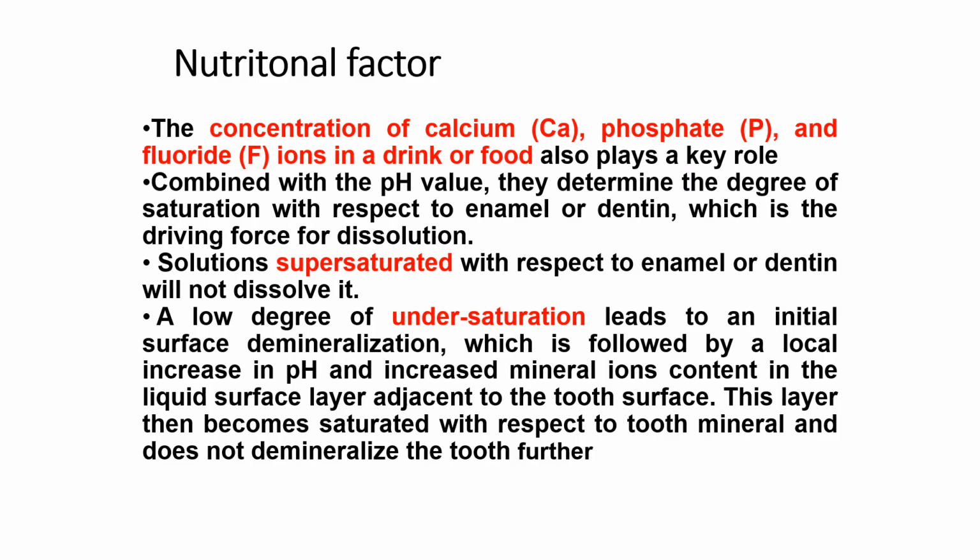Nutrition factors: the concentration of calcium, phosphate, and fluoride in the drink or food plays an important role. Whenever there is fluoride, it can form fluorapatite and delay the process of tooth erosion. Similarly, a low grade of undersaturation leads to an initial surface demineralization, which is followed by a local increase in pH and increased mineral ion content in the liquid surface layer adjacent to the tooth surface. This layer can then become saturated with respect to tooth mineral and does not demineralize. So this is very important.